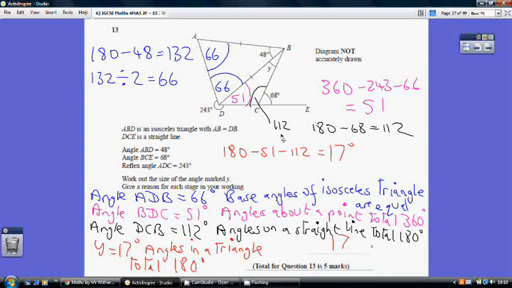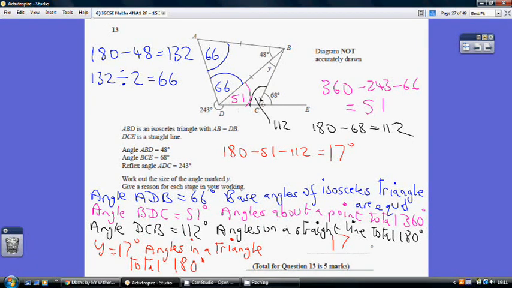The next angle I worked out was this pink one, and I've done that by just taking the angles about the point here. Angles about a point add up to 360. So this angle here in pink must be 360, take away the 243, take away the 66 that I've just worked out, which is 51. So angle BDC is 51 degrees because angles about a point total 360 degrees.